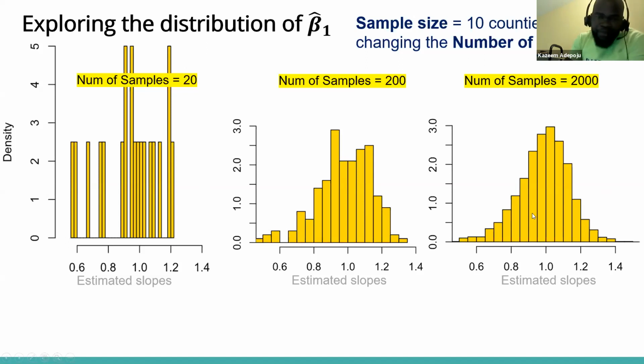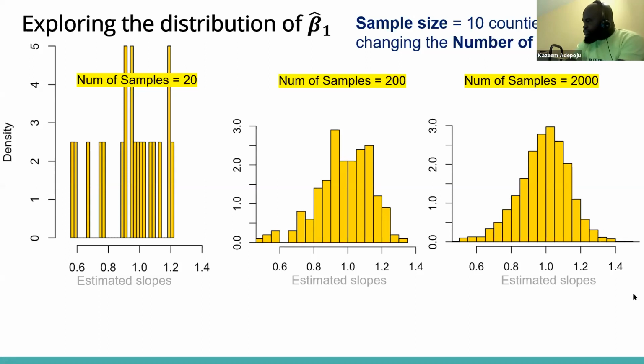Now, the shape that we want is this one right here. Look at the shape right here. This is a normal distribution. Because one of the assumptions is that our beta 1 must follow a normal distribution.